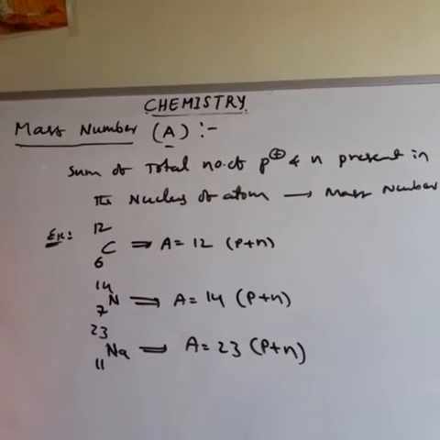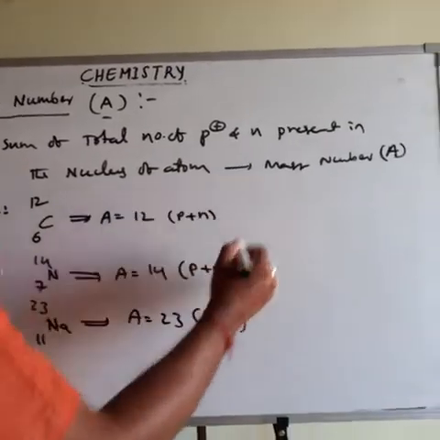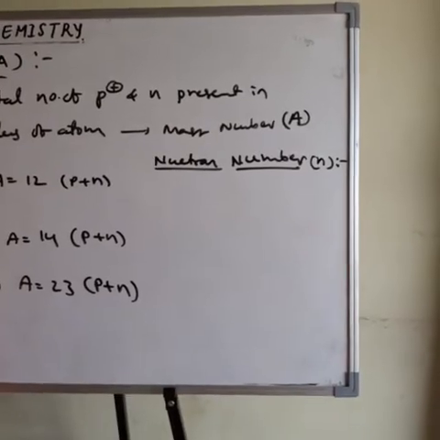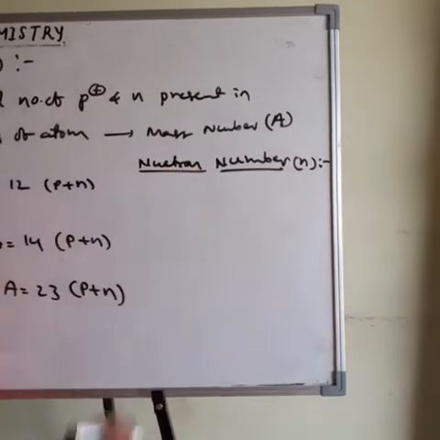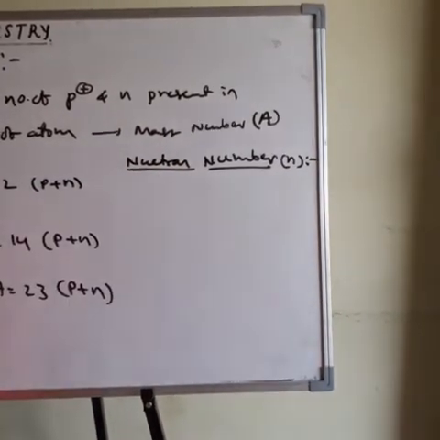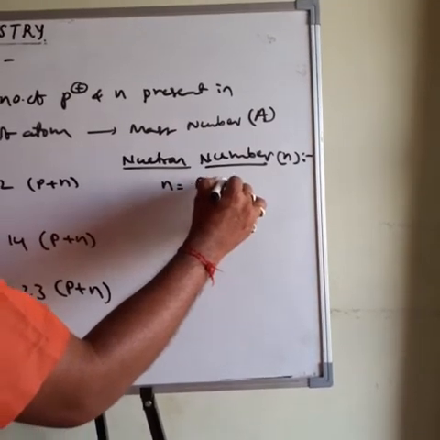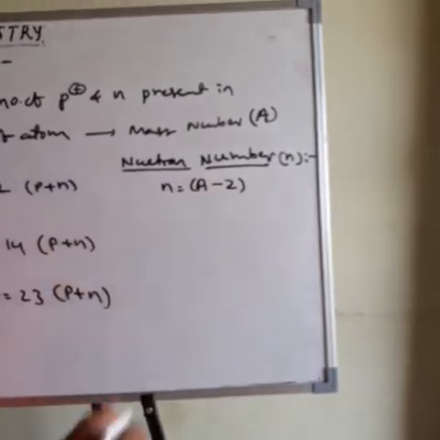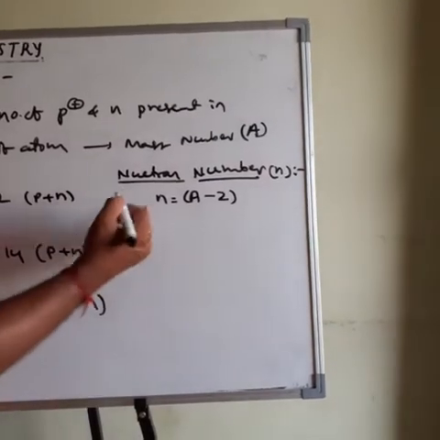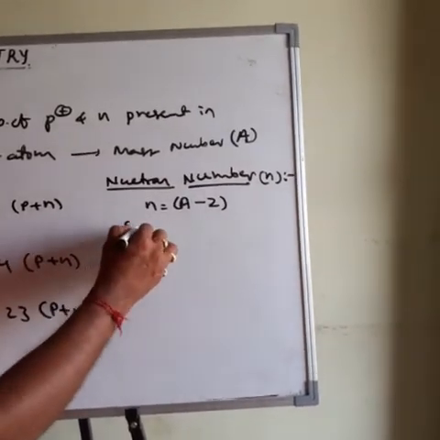The next one is the neutron number. Then how do we find the neutron number? The neutron number is equal to the difference between the mass number and the atomic number. Okay, now see, I will explain some examples.